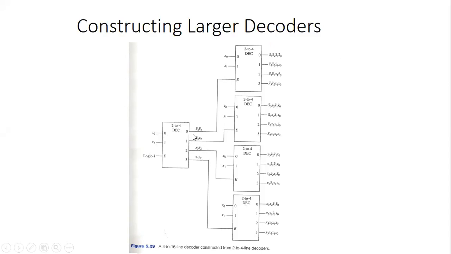Now when it is 0 0, the first decoder will be selected. When X2 X3 is 0 1, the second decoder will be selected. When X2 X3 is 1 0, the third decoder will be selected. When this is equal to 1 1, the fourth decoder will be selected, provided this should be an active high decoder.